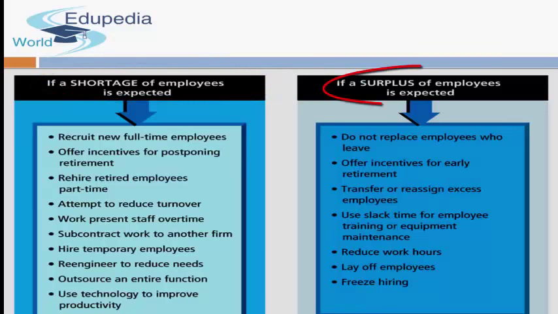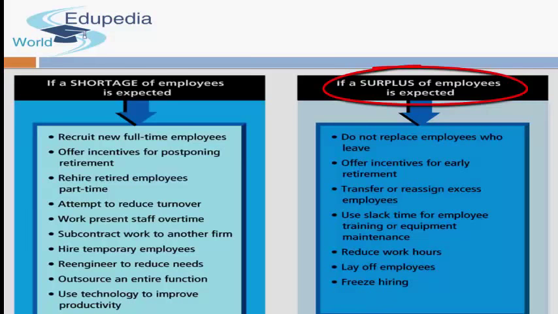Now, on the other hand, it can also happen that you have surplus number of employees. In case the company has surplus number of employees, then that means the company is spending a lot of money. Rather, we can say that there is wastage of resources. More compensation is being given to the employees, which is not required. So, in that case, do not replace employees who leave. In case an employee is leaving, the work of that employee can be given to the other employees who are already existing in the organization.